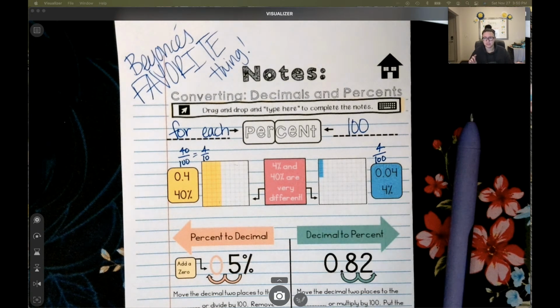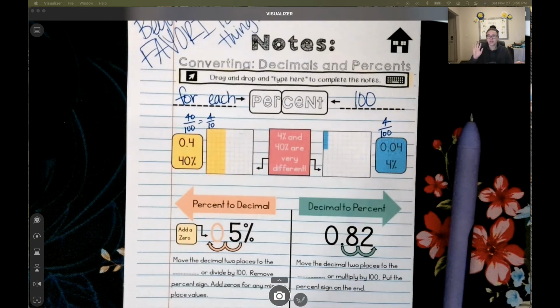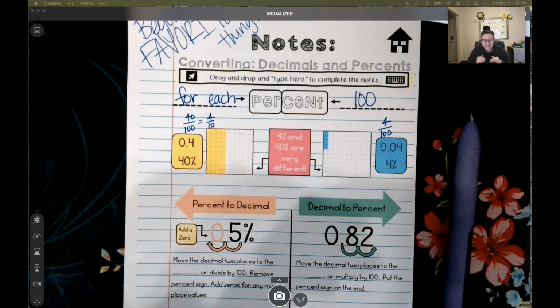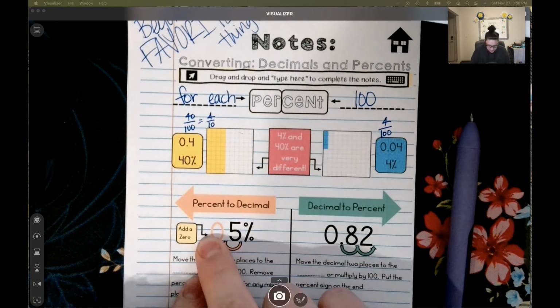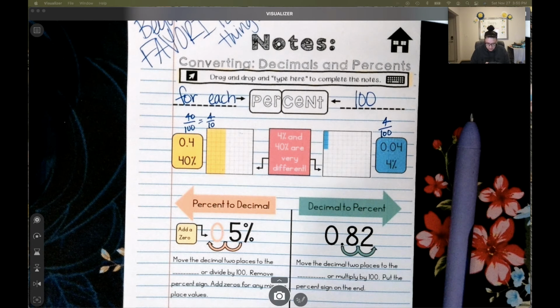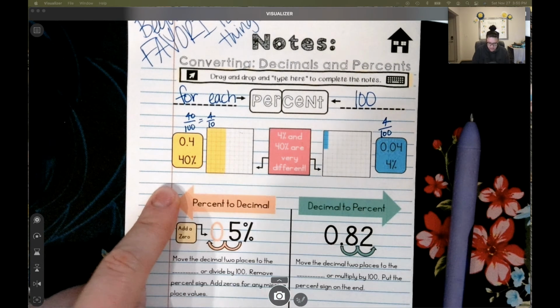Okay, can you say that one more time? Okay, I think I got it. One more time. To the left, to the left. Move that decimal 2 points to the left. Do you see what I did there? We move our decimal to the left, to the left.